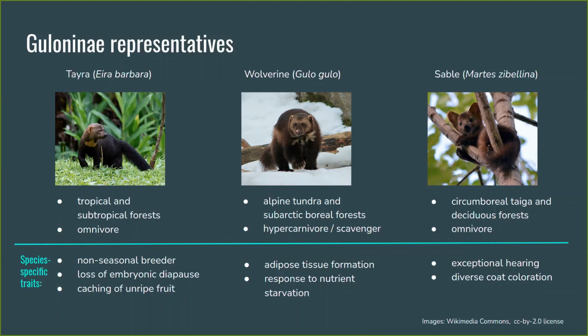When it comes to Wolverine, its ability to store large fat deposits is quite remarkable, and it is also known to form a response to the nutrient-poor environment that it inhabits in the form of bone mass and density regulation and also macroautophagy. And sable is among mustelids known to have exceptional hearing, which it uses beside olfaction for hunting prey in snow, under snow cover. What sable is mostly hunted for is its very fine, almost silky fur, and also diverse coat coloration among populations of the species.